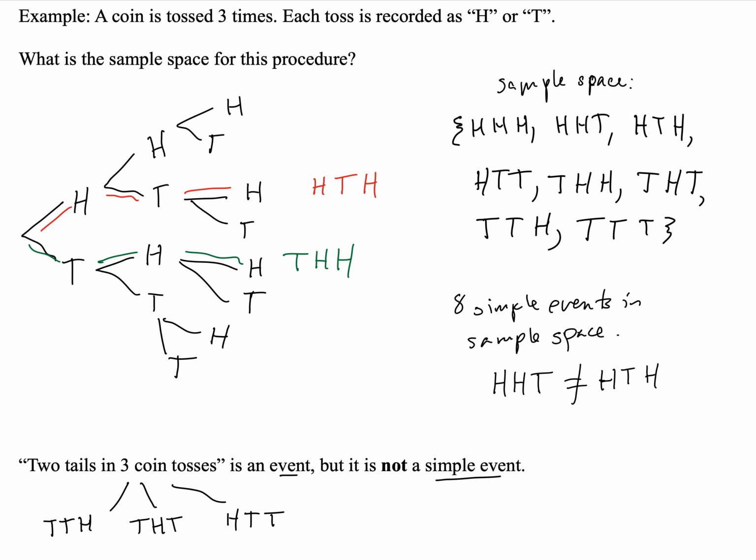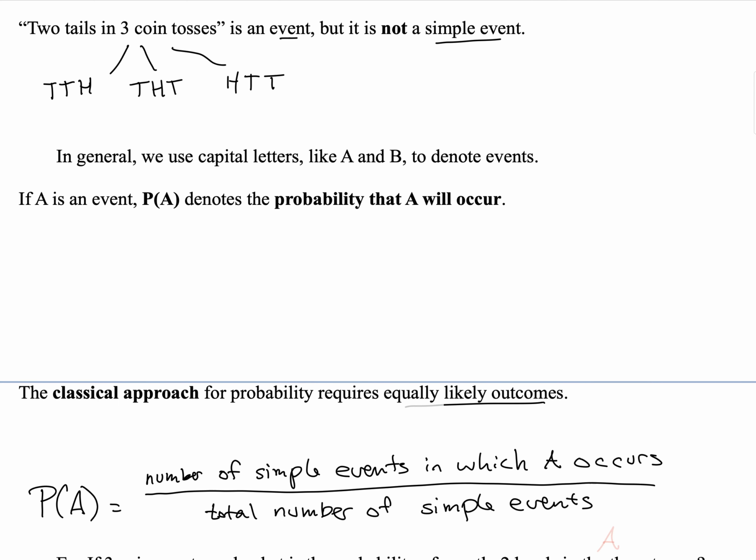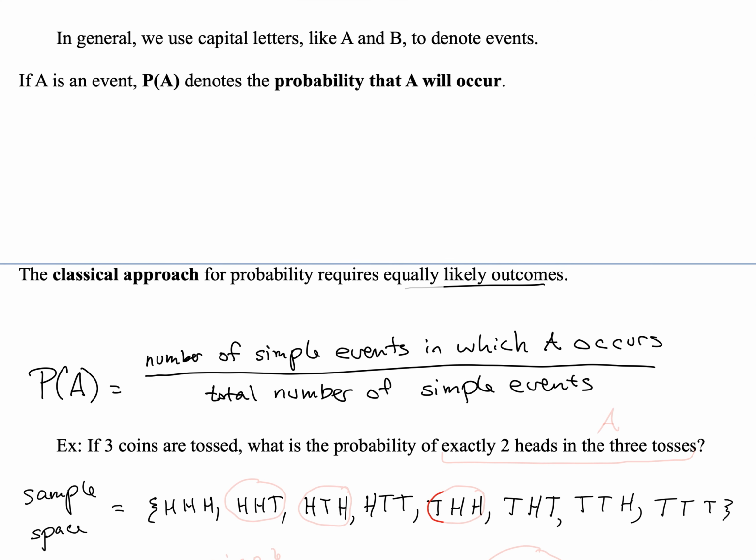So in general, we use capital letters like A and B to denote events. And if A is an event, we use P of A to denote the probability that A will occur. So the main approach to probability that we will use is called the classical approach to probability, and it requires equally likely outcomes. The classical approach says that the probability of A is equal to the number of simple events in which A occurs divided by the total number of simple events.